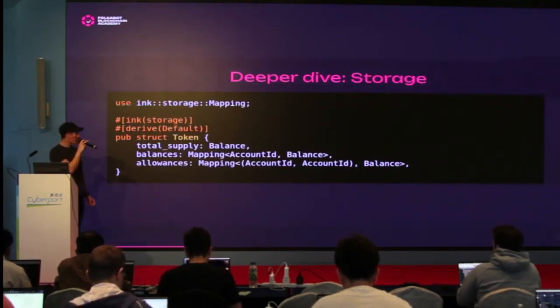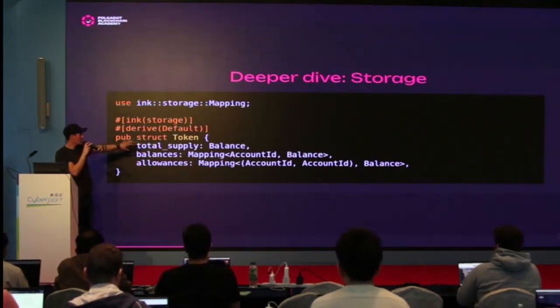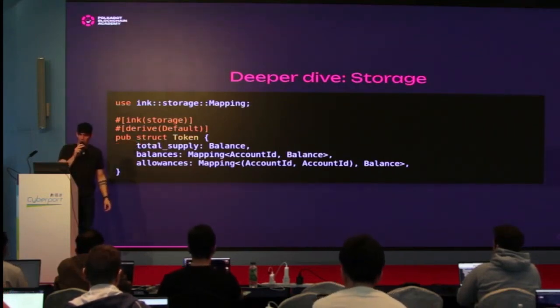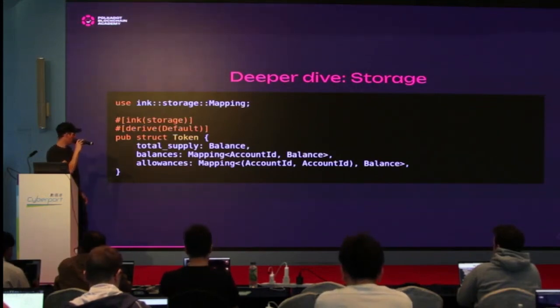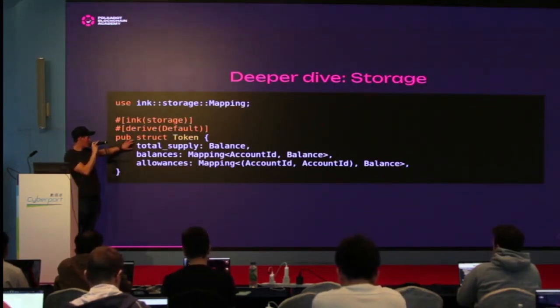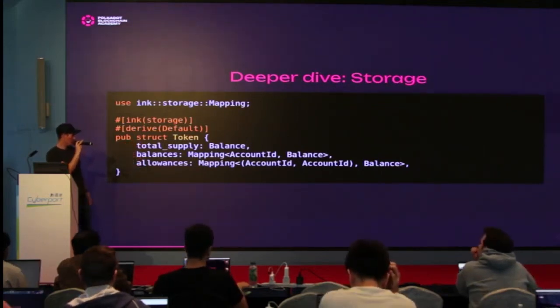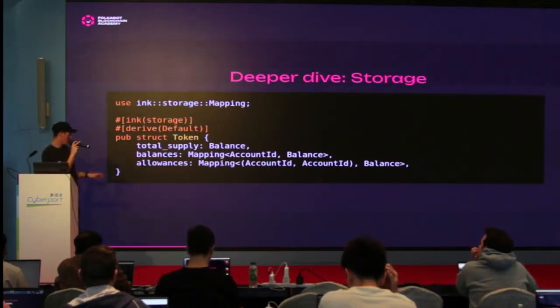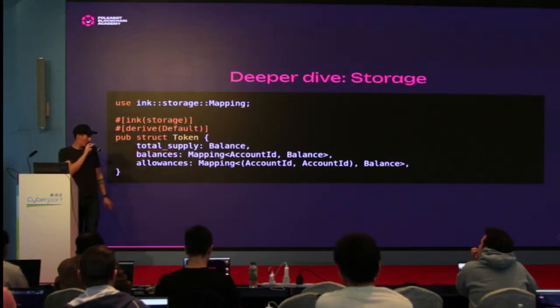So let's dissect it a little bit more. We started with this very simple contract which had just one Boolean value inside of its storage. Here we have a little bit more convoluted example. So we're going to try to explain what this actually means for this storage. So we have 3 fields here, right? We have a single value, but we also have this mapping thing.